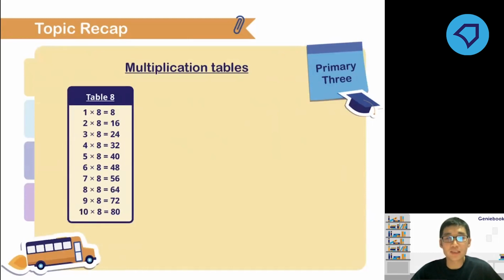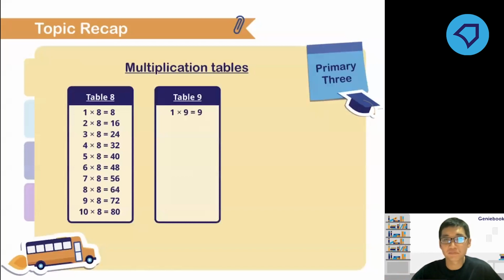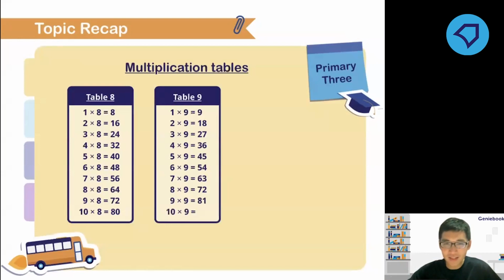So these are your multiples of 8. And the next one, multiples of 9, or your multiplication table of 9. This one is actually also quite simple to memorize, I would say. It's one of the easier ones to memorize. So let's go. Multiples of 9, what do we have? Okay, and the last one.